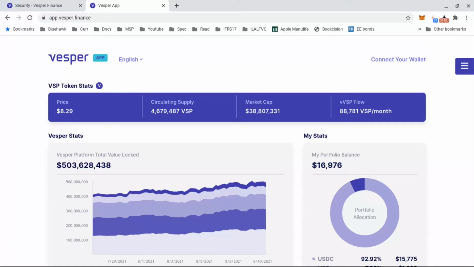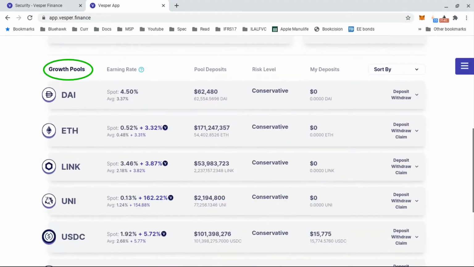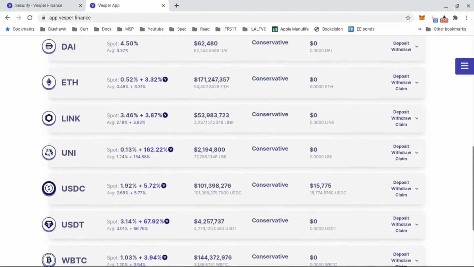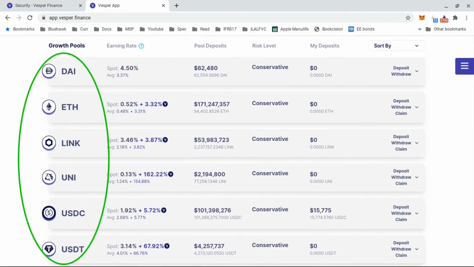Depositing with Vesper is easy, as all it takes is a few clicks and there's no sign up or registration process required. Go to the Vesper app and select the Grow Pool you would like to deposit into. The risk level of the pool is shown here. There are 7 Grow Pools currently available, all of which are considered tokens from well-established blue-chip protocols.